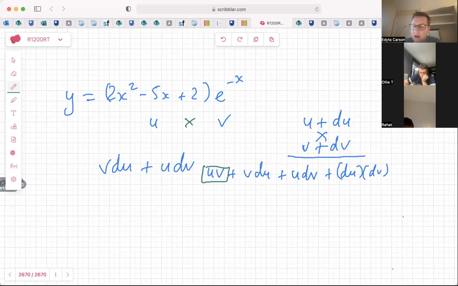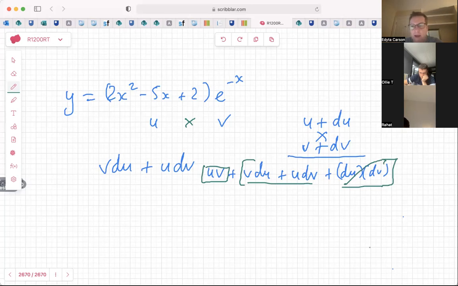So the change is going to be everything that comes after that, like normal. This is the change. We're interested in the change. The du dv is going to be so small we can effectively ignore it. We talked about dx squared. These are two very small quantities multiplied by each other, so we can ignore them. So we're left with this change, v du plus u dv. So that's the product rule.